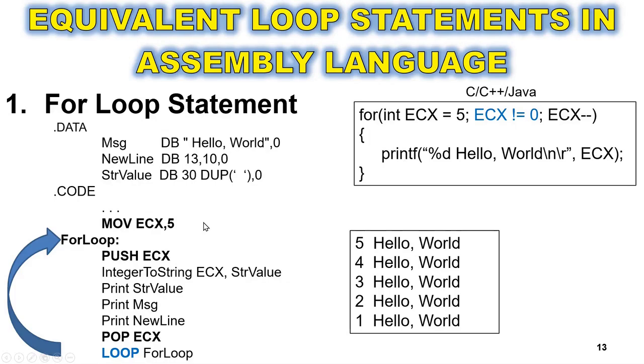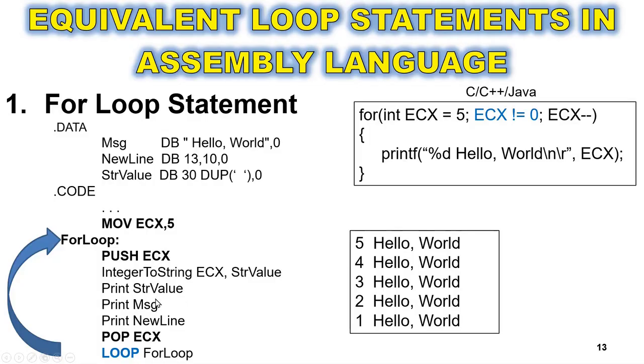Let us proceed to the code segment. Here we have the code that will repeat 5 times and print hello world 5 times on the monitor screen. The first thing we do is move ECX with the constant integer 5, and it will dictate that this loop command will repeat 5 times. I named the label for loop, with the colon, and the loop will jump here as long as the present value of ECX is not yet equal to 0.